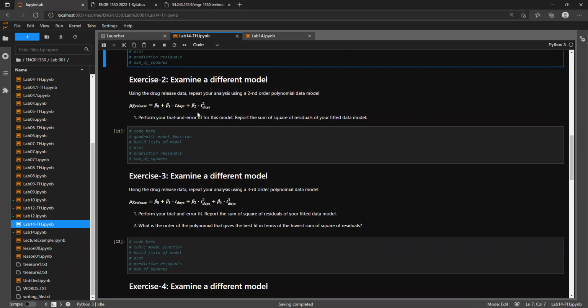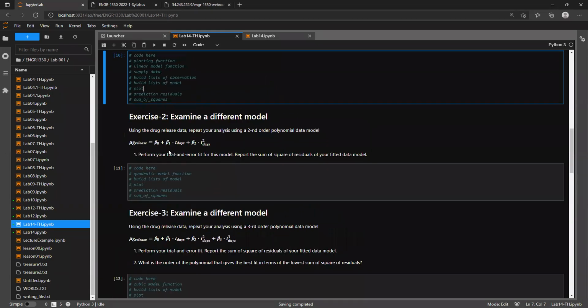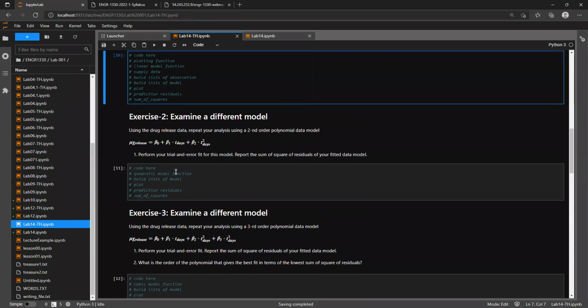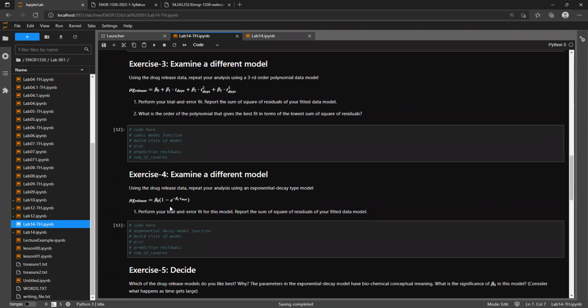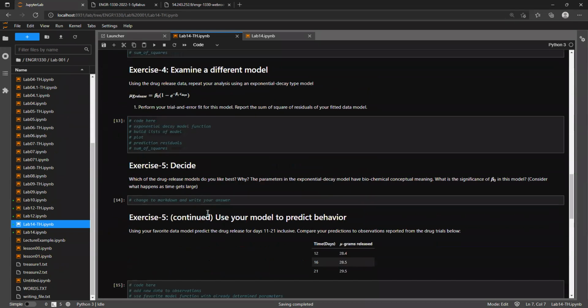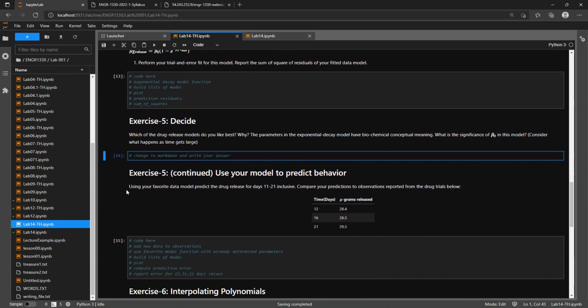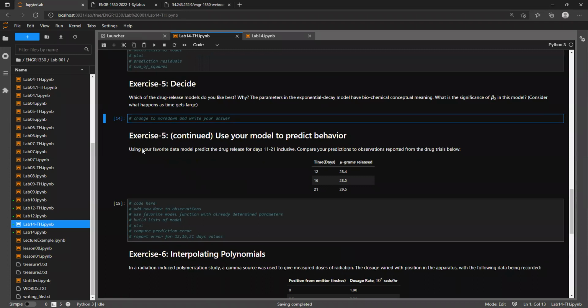Exercise 2, different model. Same kind of thing, but instead of y equals b0 plus b1 x, you've got what looks to be quadratic. Exercise 3, you've got what looks to be cubic. Exercise 4, you have an exponential. And exercise 5, this is a question which looks to be answerable in English. So give me something I can read and understand. If you just say yes, then I probably am not going to give you full credit. So use the one you chose to get some input and output for 12, 16, 21.